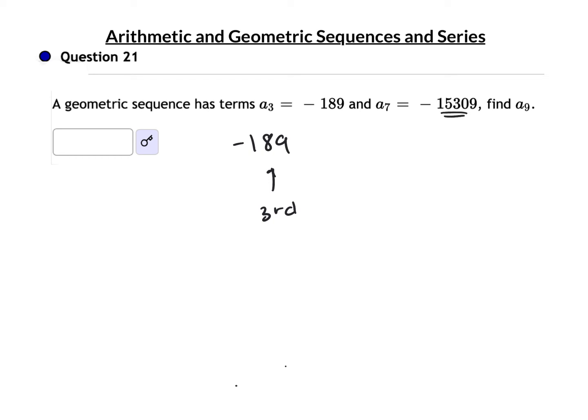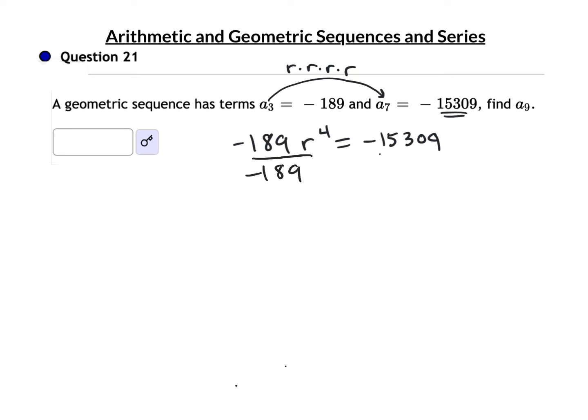From the third term to the seventh term, we multiply by that common ratio, r, r, r, and r, 4 times. 7 minus 3 is 4. We multiply by r 4 times, and the result of doing that is negative 15,309, the seventh term. To solve this, we'll divide by negative 189.